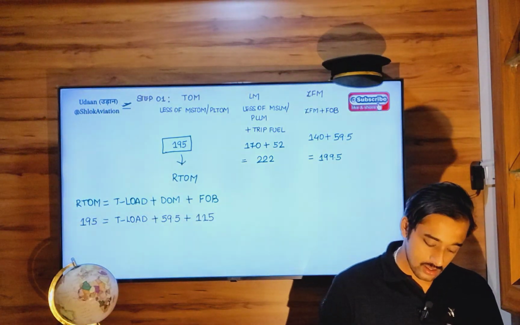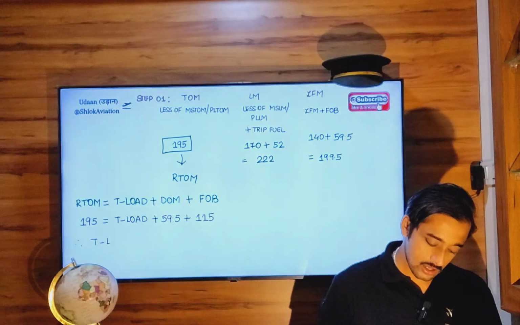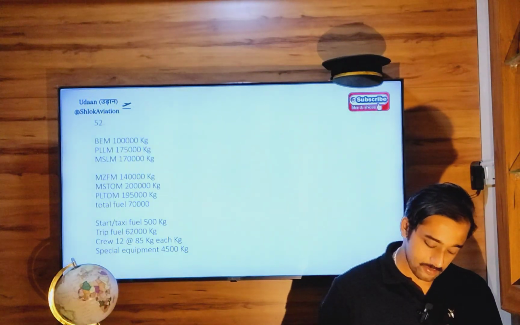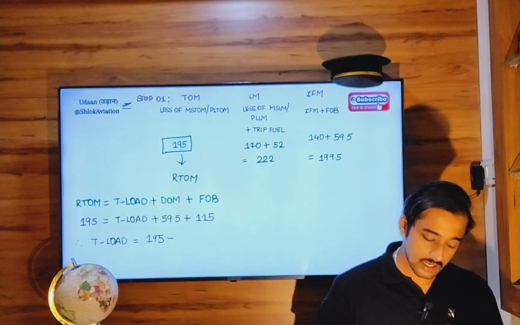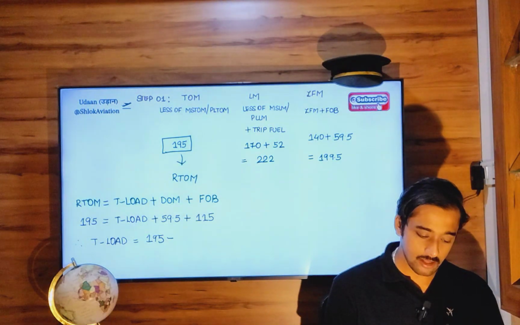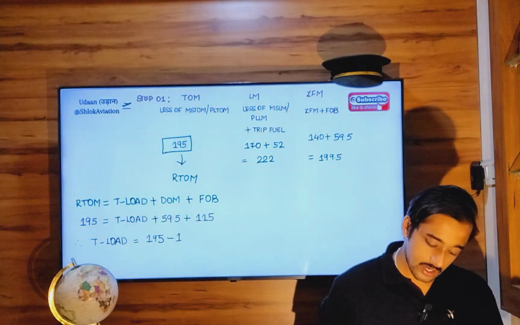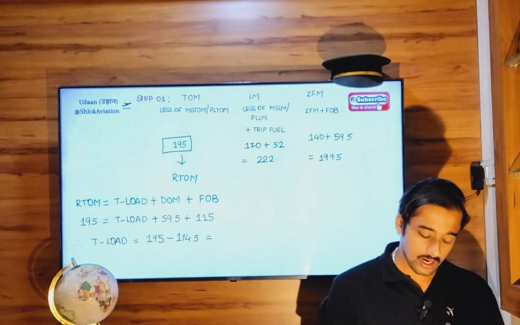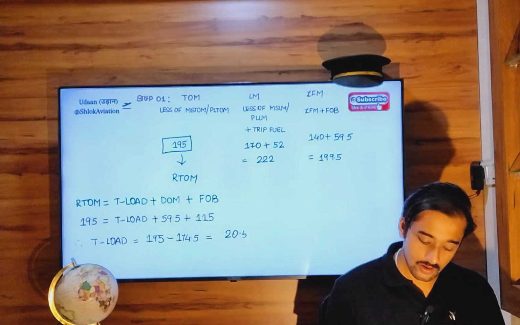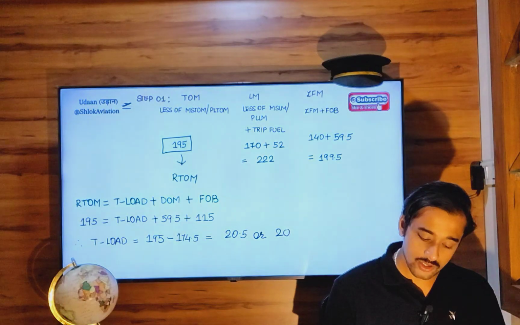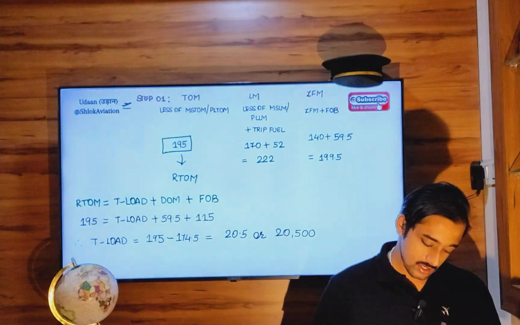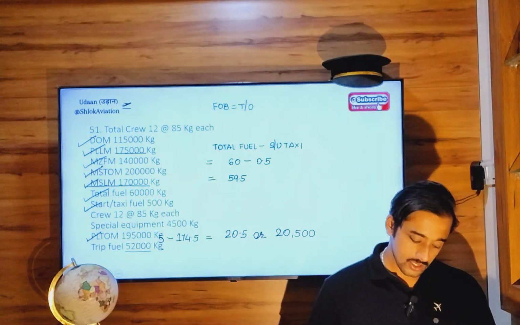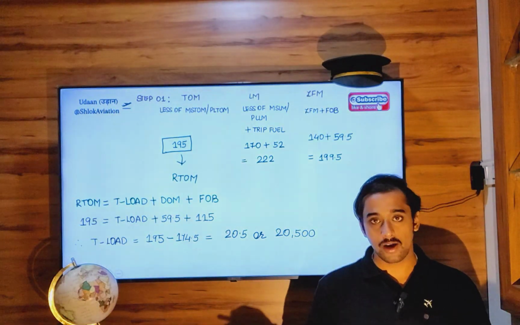Therefore, traffic load equals 195 minus 115 plus 59.5, which is 174.5. So that is equal to 20.5 or 20,500 kg, right? So traffic load will be equal to 20,500 kg. So this is the final answer.